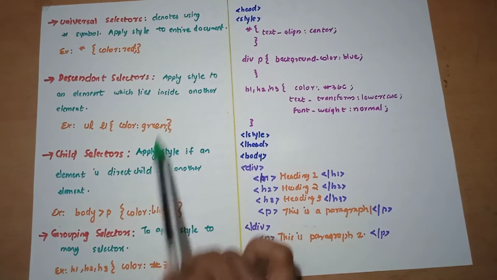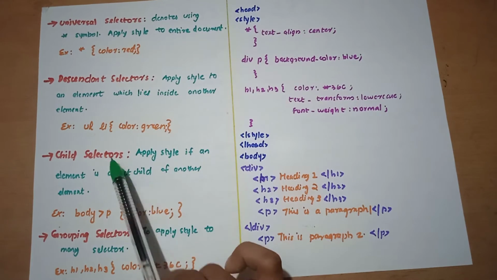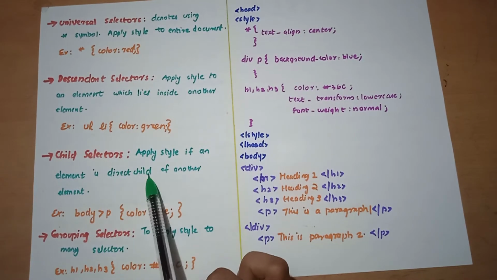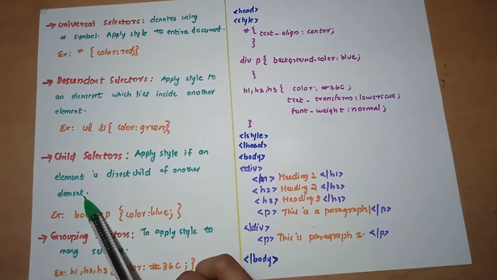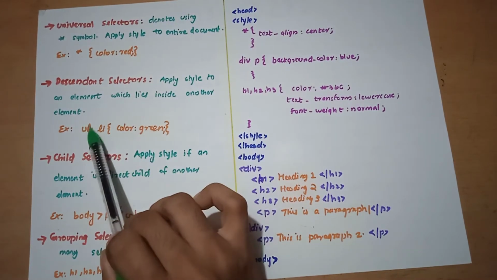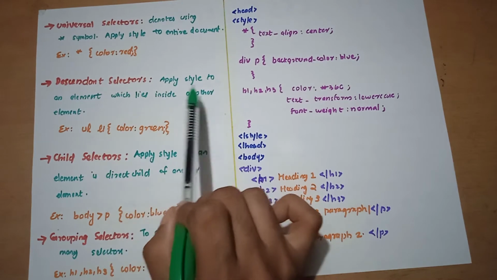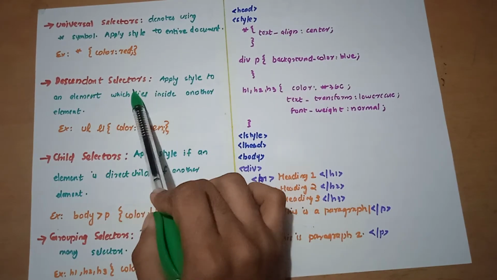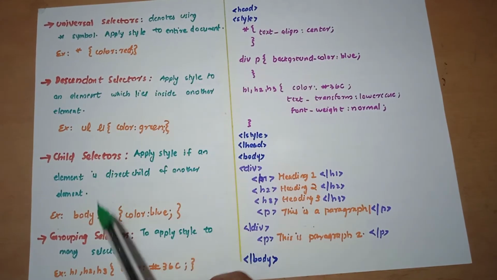So here it comes the direct element. This will be only applied to the direct child of another element. But here, how many elements are there inside this? One, that will be affected by this descendant selector. So let's see how this is defined.